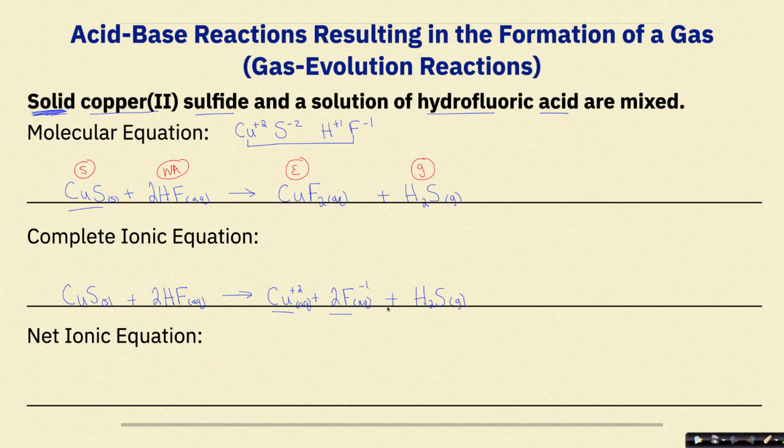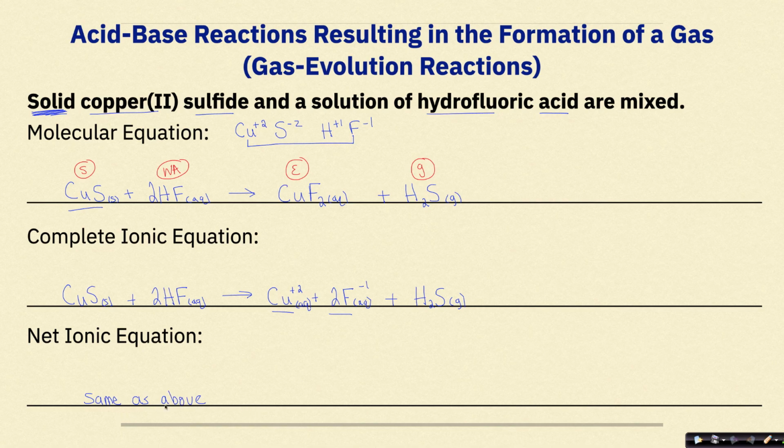And if we look at our complete ionic equation, there are no spectators. This is it. This is also our net ionic equation. So on a homework or on a test, it is absolutely fine to say, if you get to this situation, you can write same as above and not have to rewrite it.